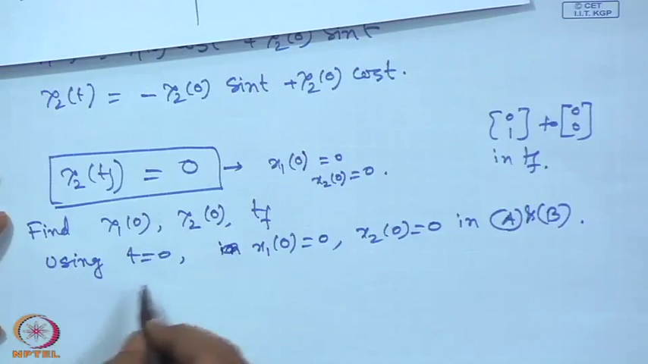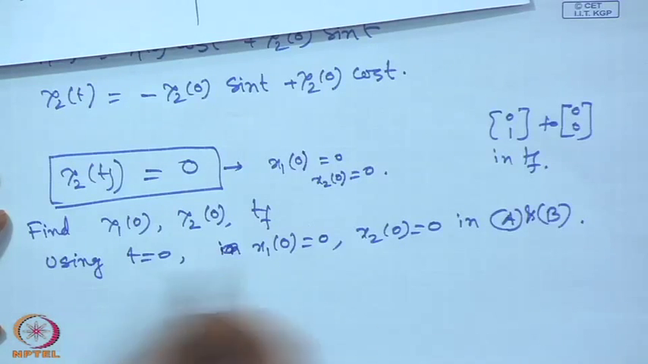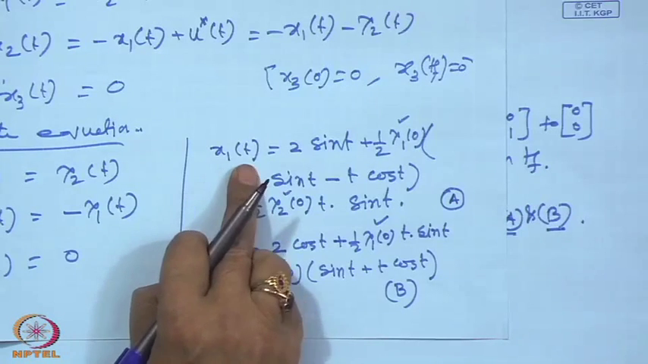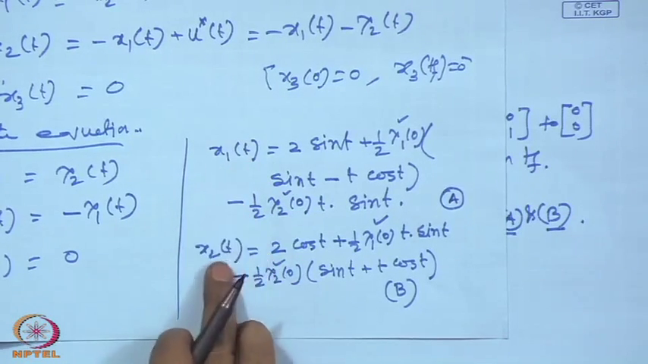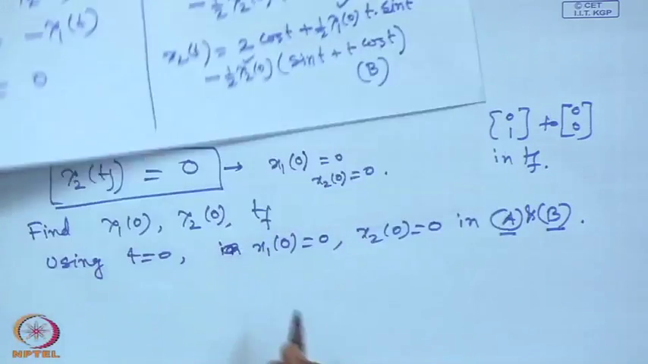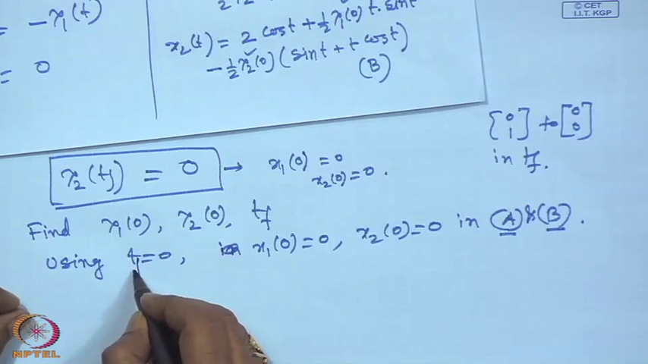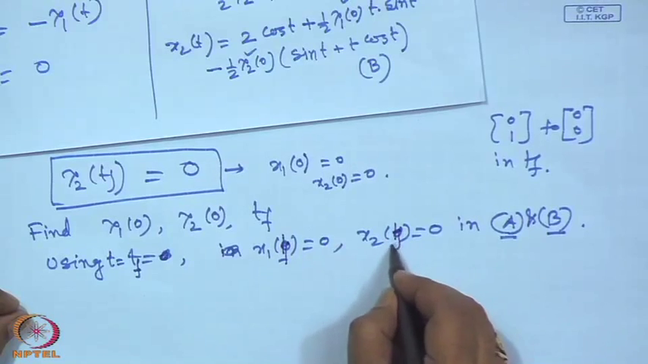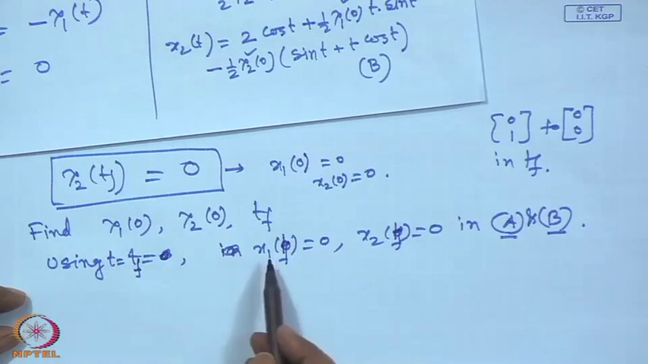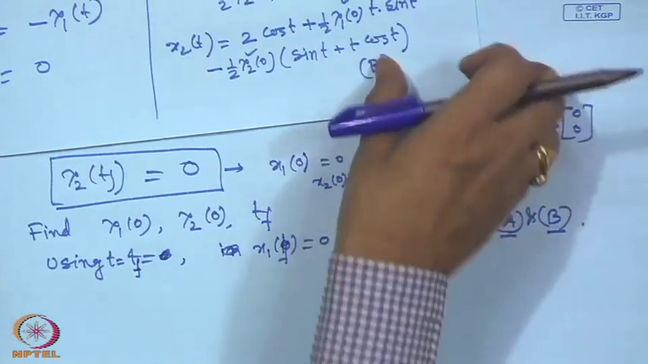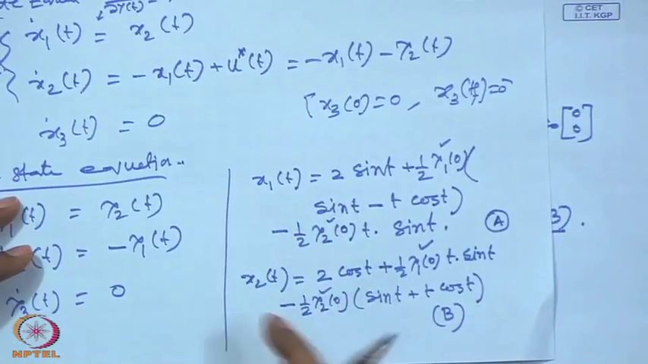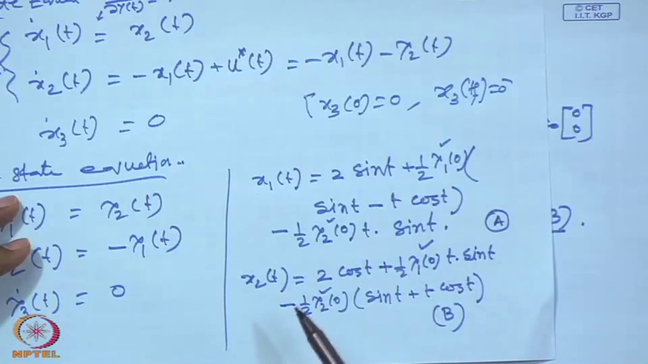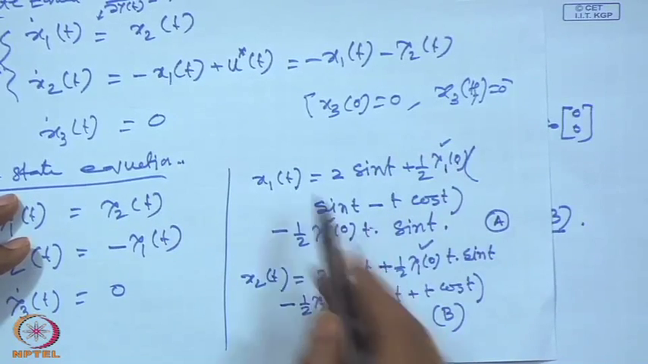So you put the values in A and B. This we know: x 1 0 is 0, and at t is equal to t f, we know x 1 of t f is equal to 0, x 2 of t f is also equal to 0. Agree? Using t is equal to t f in equations 1 and 2, how many unknowns are there? We have three unknowns: t f is unknown, lambda 1 0 is unknown, lambda 2 0 is unknown, but we have two equations.